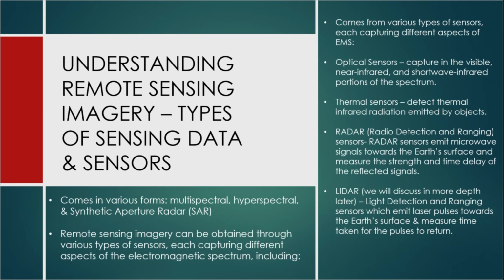we'll get into LiDAR data and sensors within the next few weeks, but LiDAR systems emit laser pulses towards the Earth's surface and measure the time taken for those pulses to return, providing highly accurate 3D information about the terrain and surface features. LiDAR data is commonly used for creating digital elevation models, DEMs, mapping vegetation structure, and urban planning.